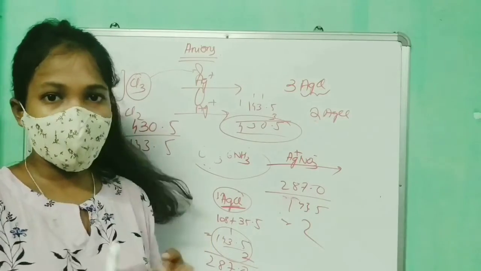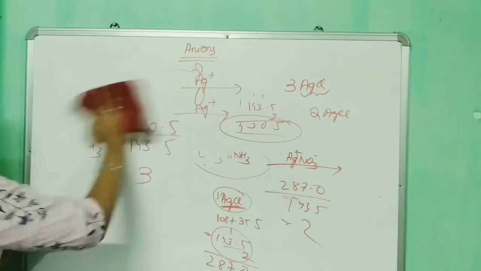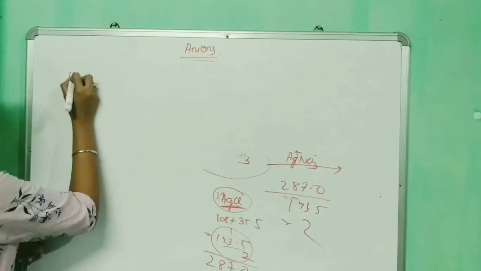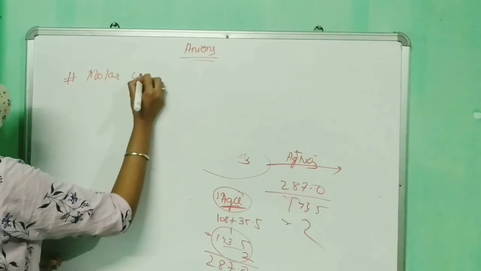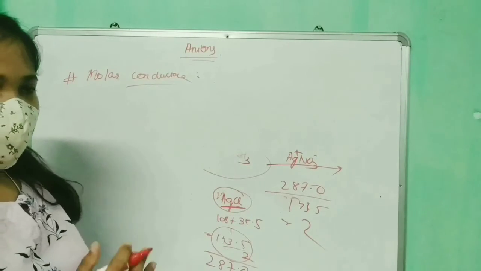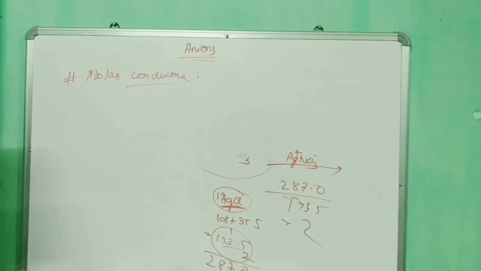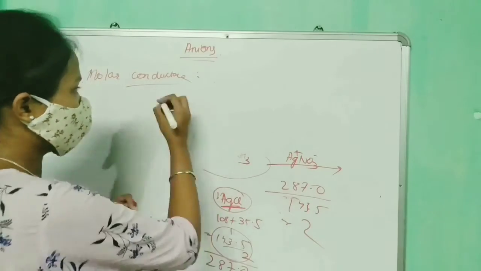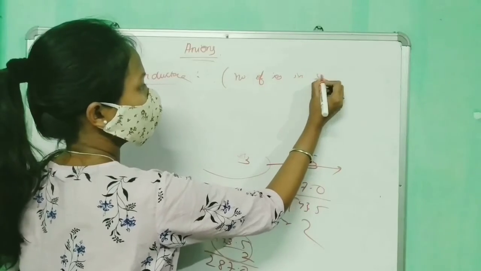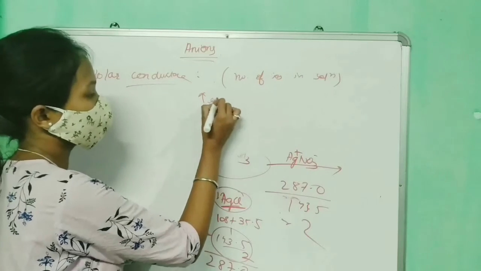Now there was another evidence. The second evidence that he found was molar conductance. We will learn about this in detail when we discuss physical chemistry, to be specific electrochemistry. But for now, you see molar conductance depends on the number of ions present in the solution. Suppose the more the number of ions in the solution, the molar conductivity increases.